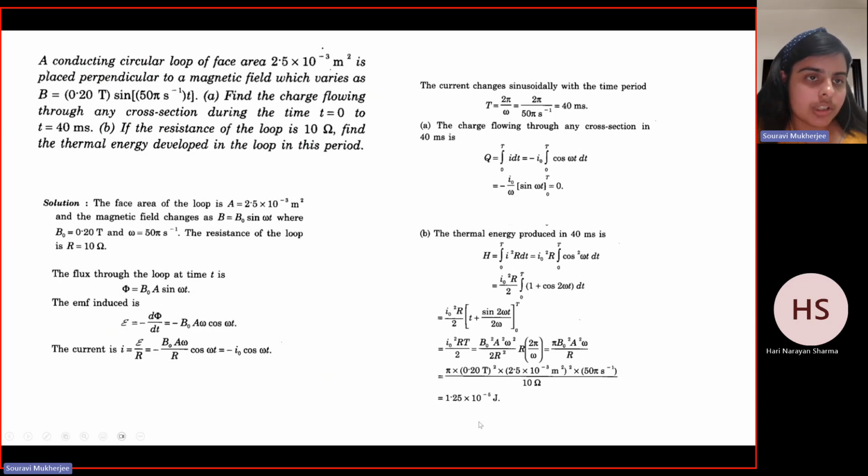So this is how you have to use our understanding of electromagnetic induction. At the same time, you have to remember our basic understanding of ohmic conductors and ohmic circuits, and use those relations in this kind of questions.